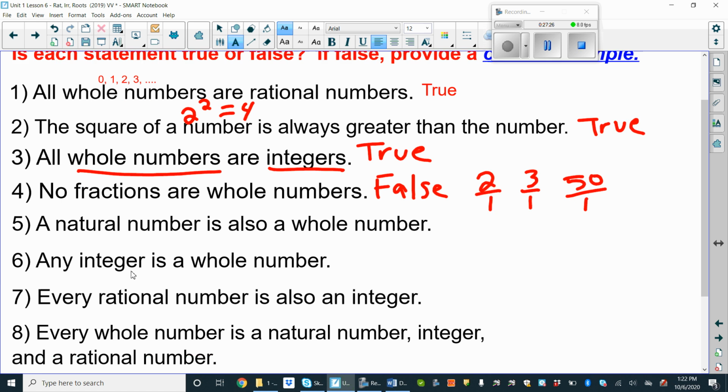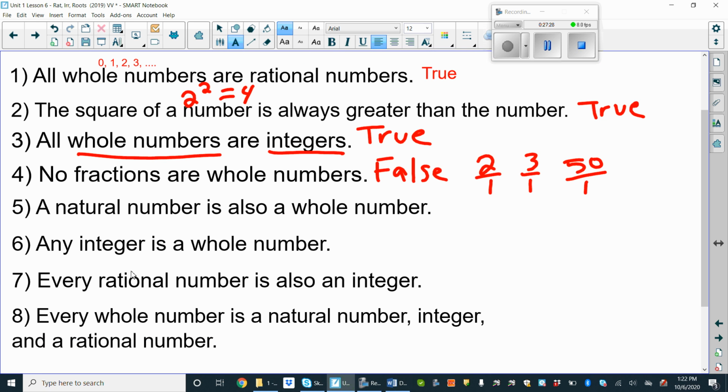5, a natural number is a whole number. Natural numbers are counting numbers. So remember, that's like 1, 2, 3. Natural numbers do not include 0 or negative numbers. So is all natural numbers a whole number? No, because 0 is a whole number. So that's false. So we can come up with a counterexample for that one.